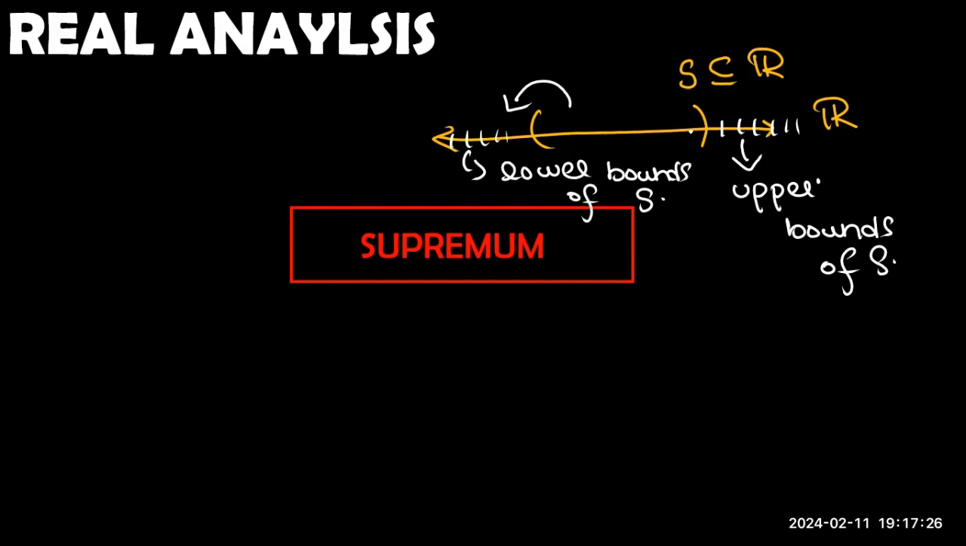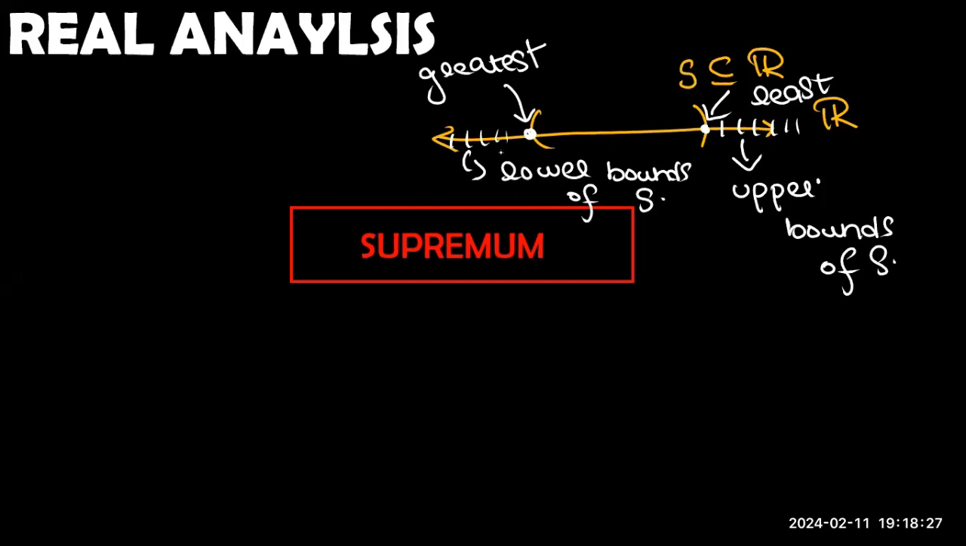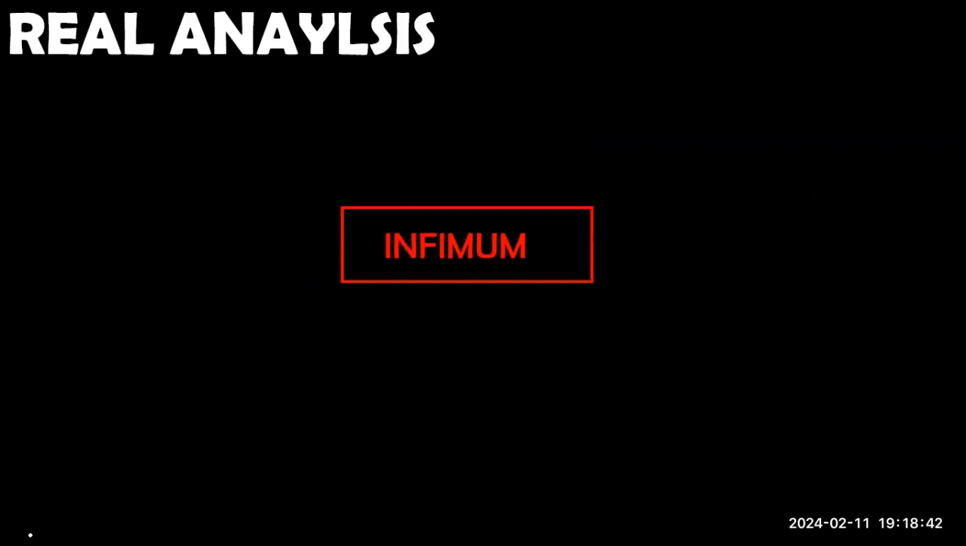Similarly, here there is a least number which is greater than all the elements of S, and there is a greatest number which is less than all the elements of S. Okay, so all the numbers on the left side of S are less than S, and all the numbers on the right side of S are greater than S. So out of all these numbers which are greater than S, the least number which is greater than all the elements of S is called supremum.